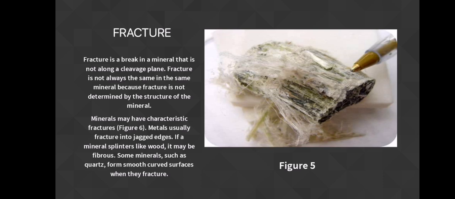Minerals may have characteristic fracture. In figure number 6, metals usually fracture into jagged edges. If a mineral splinters like wood, it may be fibrous. Some minerals such as quartz form smooth curved surfaces when they are fractured.